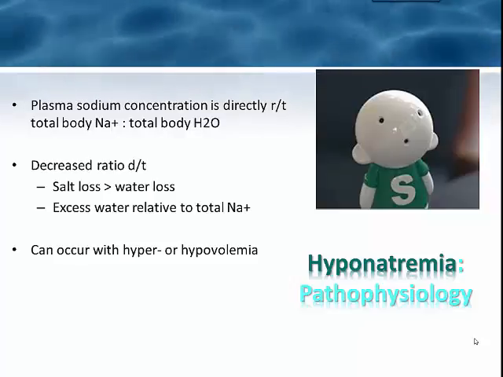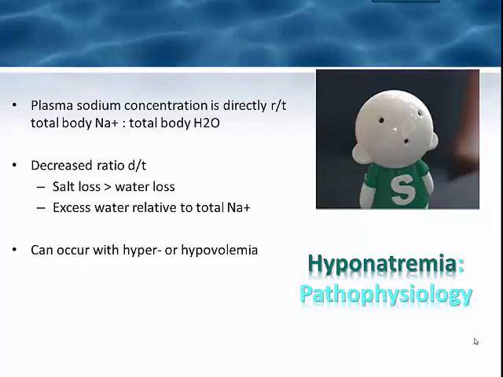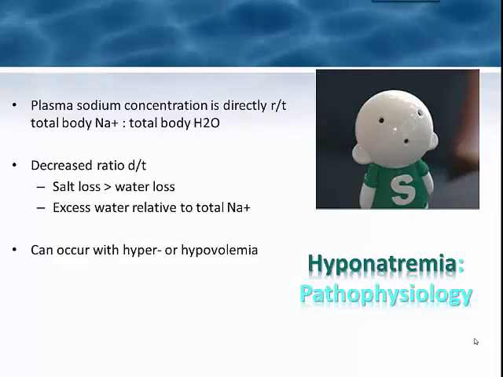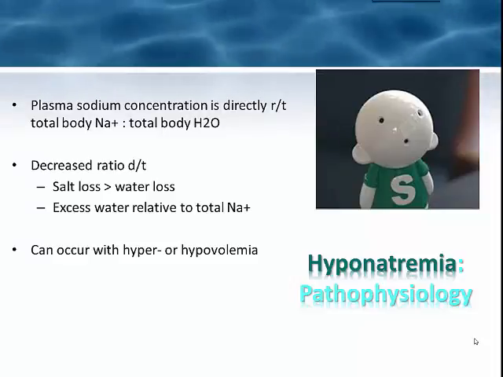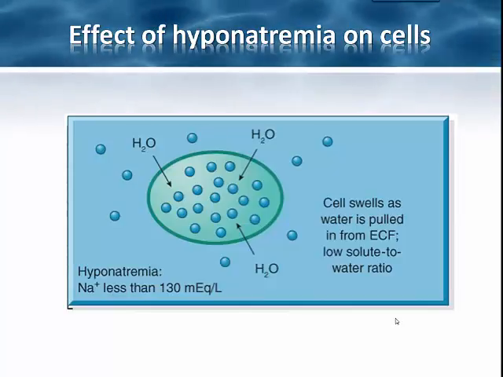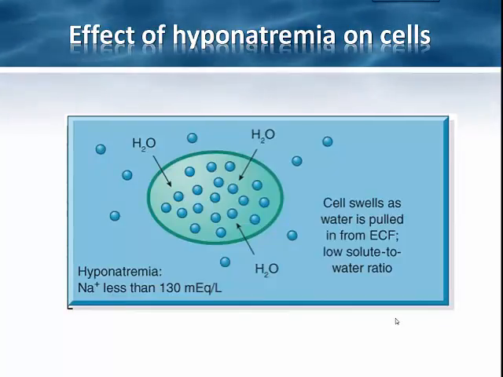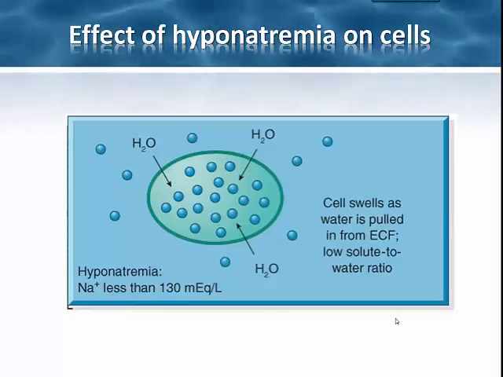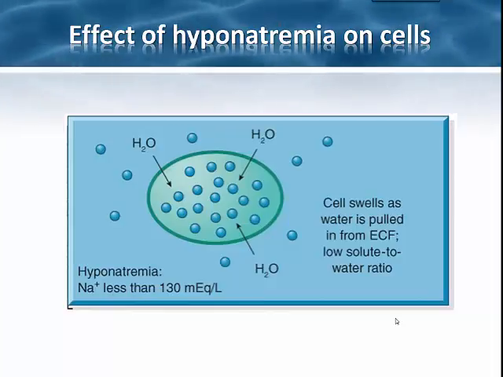There's a picture in your book that helps to explain hyponatremia. It's on page 67. It also explains hypernatremia, but we're not there yet. So if you can go to page 67, know that in hyponatremia, the cells swell as water is pulled from the extracellular fluid. So there's a low solute to water ratio. So the cells are swelling up, if you can think of it that way.